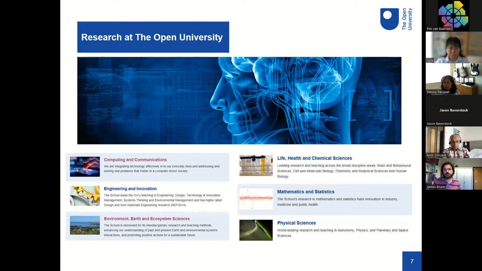But as a scientist, well, I should say a former scientist, I'm always most closely drawn to the sciences. And at the Open University, the OU has got the Faculty of STEM, and this comprises 6 schools. And so this covers computing, communications, engineering and innovation, life, health and chemical sciences, maths and statistics, the environment and physical sciences. And so they cover a huge amount of different types of science and technology.